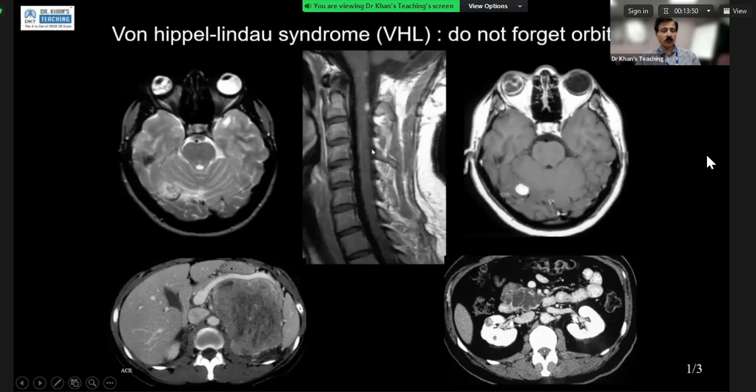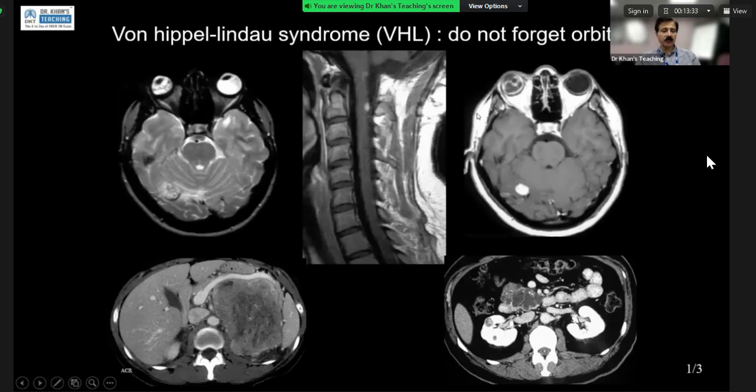This is a case of von Hippel-Lindau syndrome, and the definition is 2 or more than 2 hemangioblastomas. So for example, this one and this one. Look at the orbit, and there is a hemangioblastoma sitting there also. So always look at the orbit.